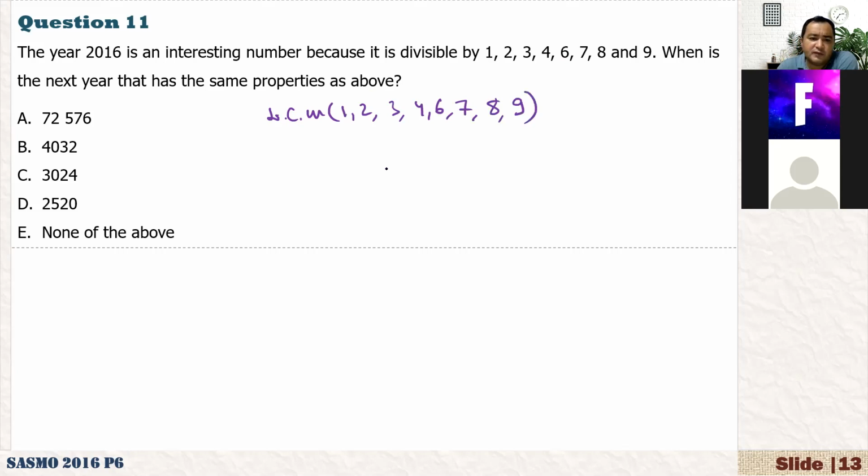And after that, we will see among these numbers, starting from the smallest, because it's saying next, right? Next year. When is the next year that has the same properties as above? Next year means now we are in 2021. And after 2021, which number comes first? So if you just find this.